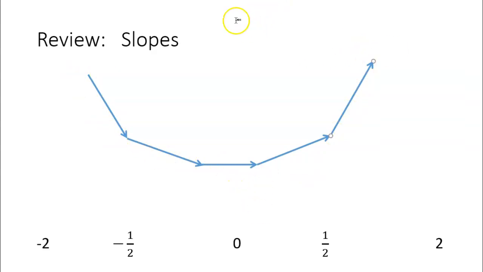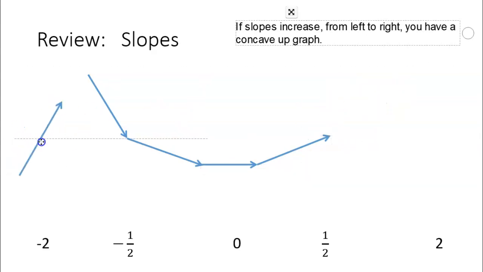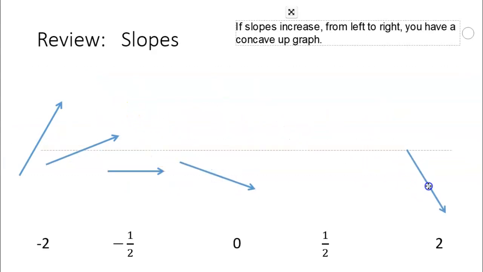I'm going to write that down here for a second. If slopes increase from left to right, you have a concave up graph. Okay? But let's rearrange them a little bit differently. I'm going to take the biggest slope and I'm going to put it over here. Then the next biggest slope here, then the next biggest slope here. I'm going to reverse their order, so now they're in this order.